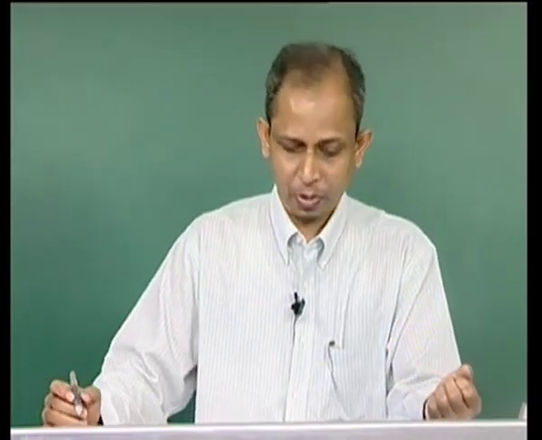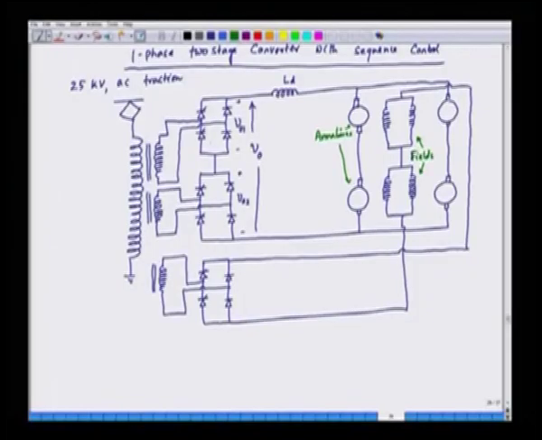Now, this combination of traction motors is fed from 2 series connected semi converters. So, we will name this converter as converter 1 and converter 2 respectively. So, we will call this converter 1 and this converter 2. And they operate in the following fashion. First, we start with converter 1.